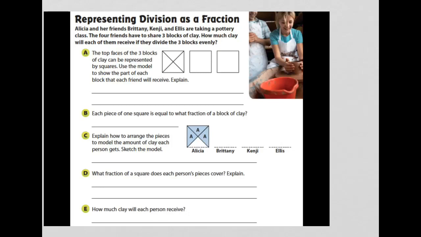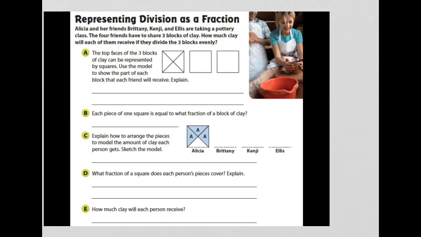So we're going to go through a couple problems that deal with the basics of starting to put numbers into fraction form. It says at the top, representing division as a fraction. Alicia and her friends Brittany, Kenji, and Ellis are taking a pottery class. The four friends have to share 3 blocks of clay. How much clay will each of them receive if they divide the 3 blocks evenly?